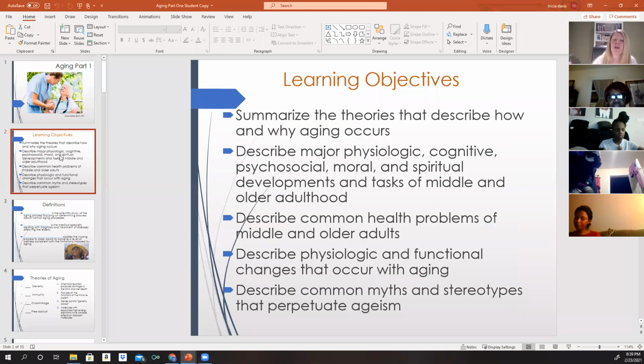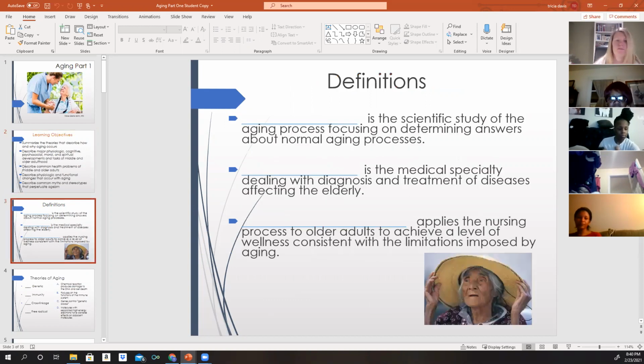We want to be able to summarize the theories that describe how and why aging occurs. We want to describe major physiologic, cognitive, psychosocial, moral, and spiritual developments and tasks of middle and older adulthood. We want to describe common health problems of middle and older adults, physiologic and functional changes that occur with aging, and common myths and stereotypes that perpetuate ageism.